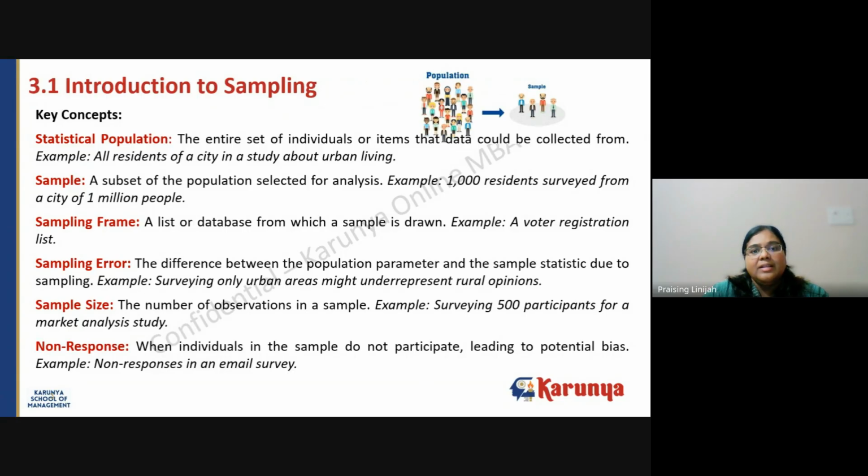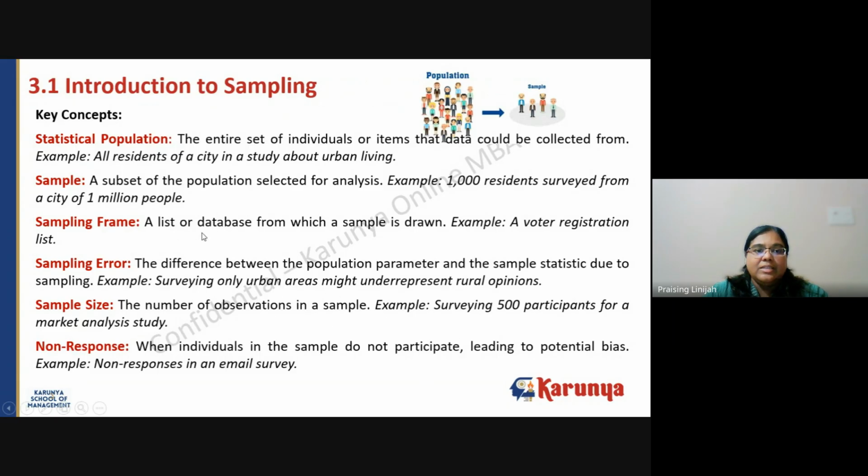When we sample, there is something called sampling error. What is the sampling error? The difference between what the whole population might actually think and what our sample wants to tell us. We also consider sample size. In other words, how many people do we survey? So be aware of non-response, which occurs when some chosen participants don't answer, which can really disturb the entire results of the research work. Understanding these concepts sets the stage for selecting a good and effective sample.